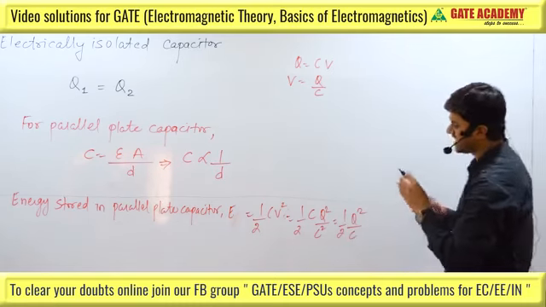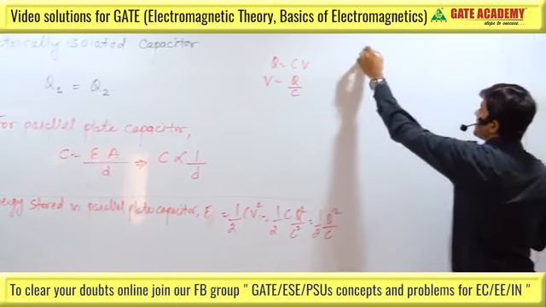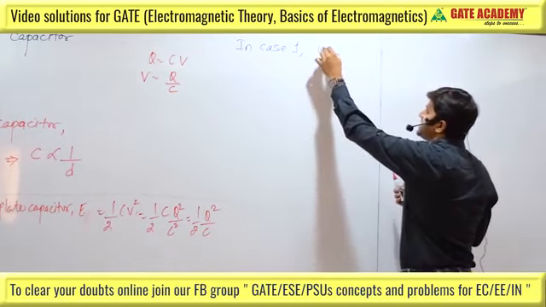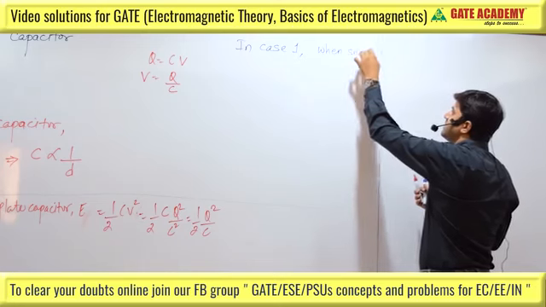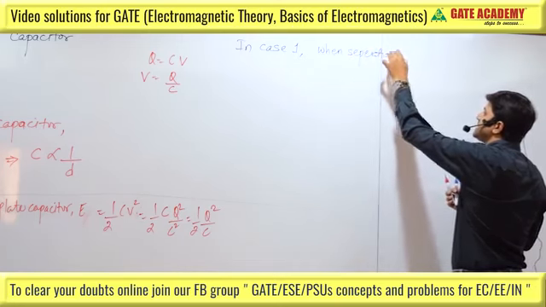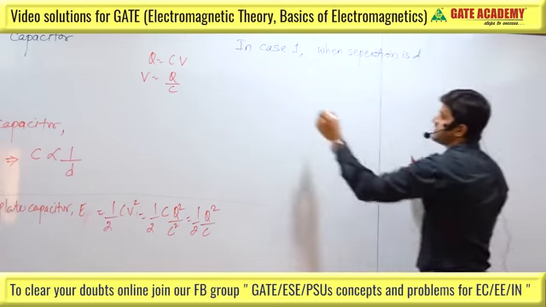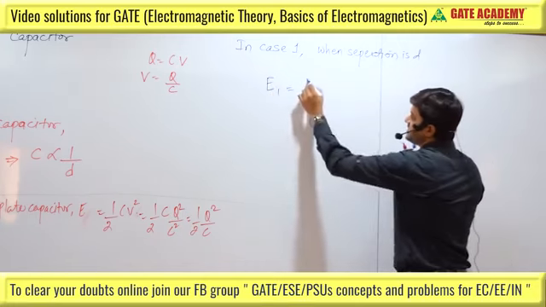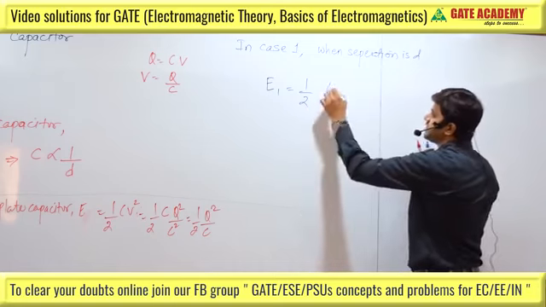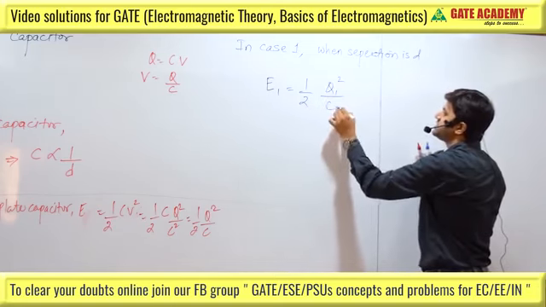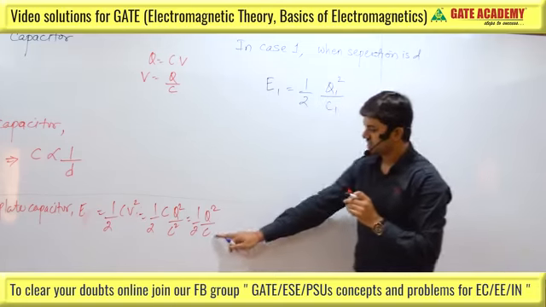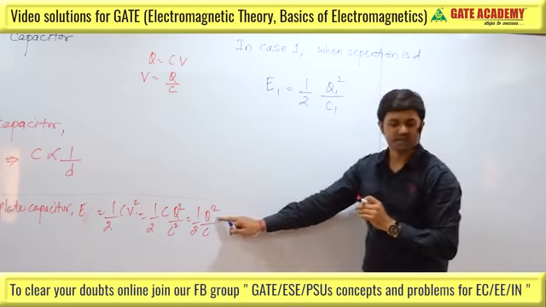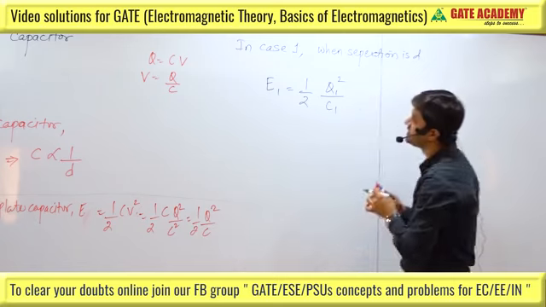So in case 1, when the separation is D, the energy stored is, let us say, E1, and this is 1 by 2 Q1 square upon C1. The capacitance is considered as C1 and the charge stored in the capacitor is Q1.